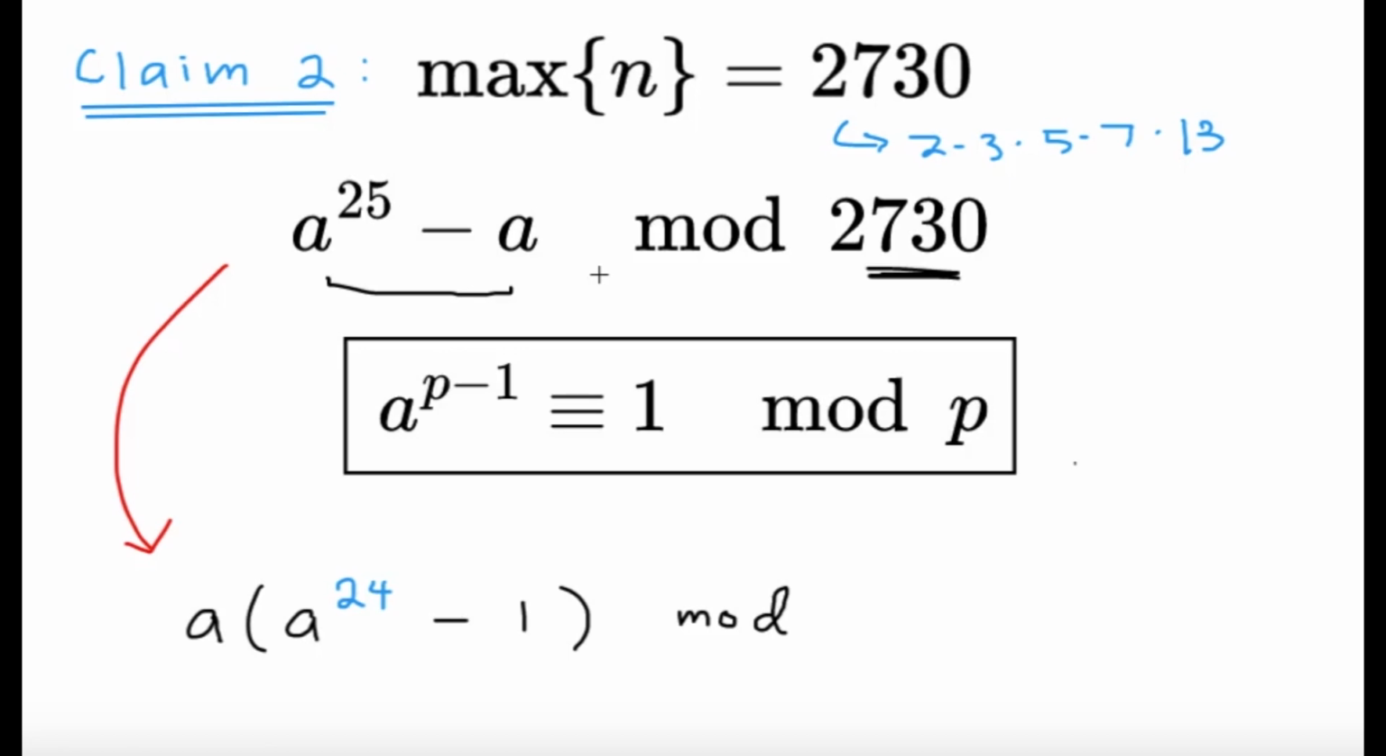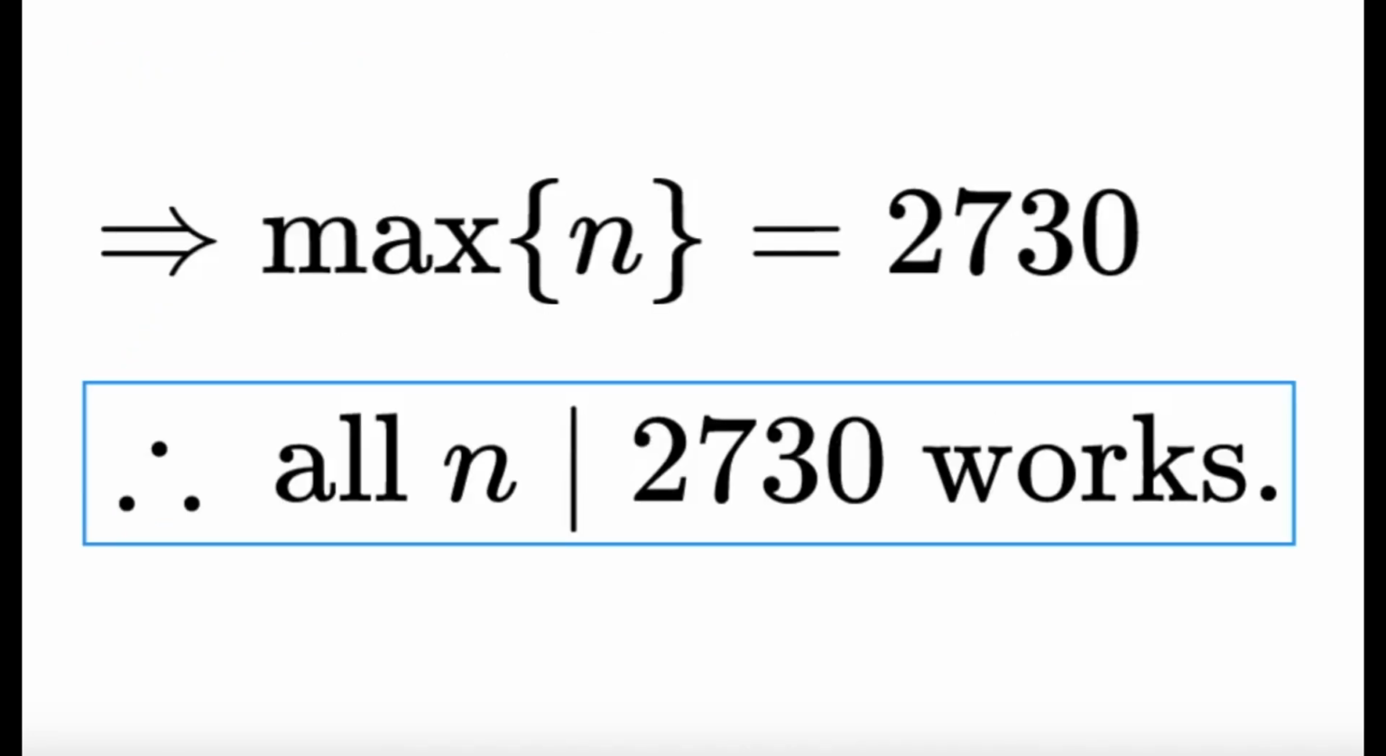Again, we didn't really consider any special cases here. So we're done. Indeed, the maximum possible value of n is 2730. And going back to what we discussed a while ago, since the maximum possible value of n is 2730, then all natural numbers n that divide 2730 will work. Just take note here that we're going to additionally state that n is a natural number.